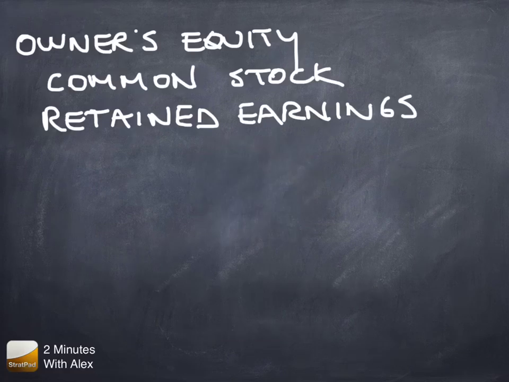Okay, final piece of the balance sheet is owner's equity, which appears at the very bottom and consists of several lines, but at the very least 2 lines. So the first is common stock, which is the amount of money that shareholders have invested in the company. In a small business, this is typically the amount that the founder put in when they first started the company.